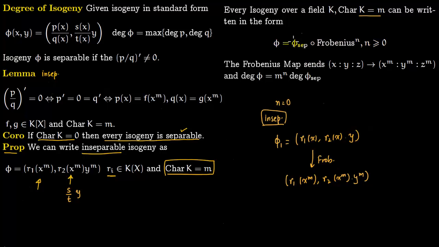So you keep doing this, and obviously this process has to stop at some point because your degree is finite. The degree of phi would be m to the n times the degree of our initial separable isogeny, because every time you apply a Frobenius map, you are increasing the degree by a factor of m. So if you apply a Frobenius map n times, you have m to the n, and this initial degree is just the degree of this.